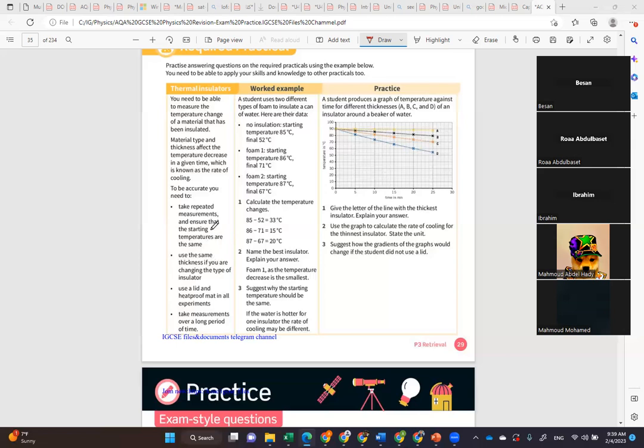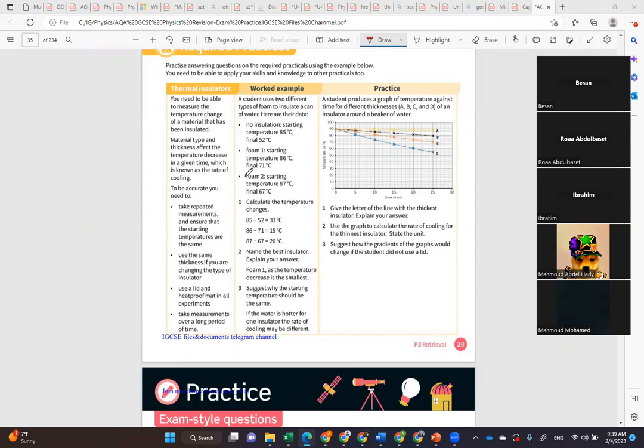So to test the thermal insulator and to measure the temperature change of a material, you have to first take many measurements of the starting temperature to make sure they are the same. Second, use the same thickness if you are changing the type of insulator, so that you make the thickness fixed, constant. Use a heat-proof mat in all experiments. Take measurements over a long period of time. So these are the tips for the thermal insulator and how to measure the temperature change.